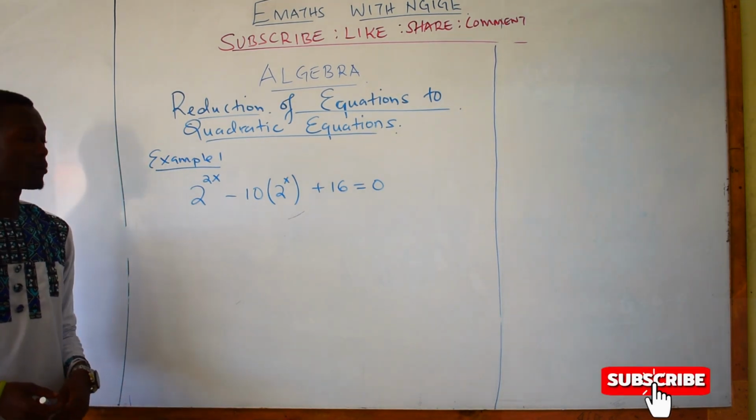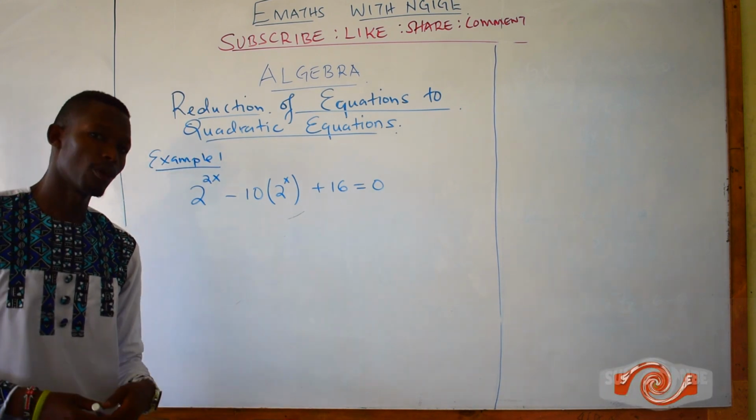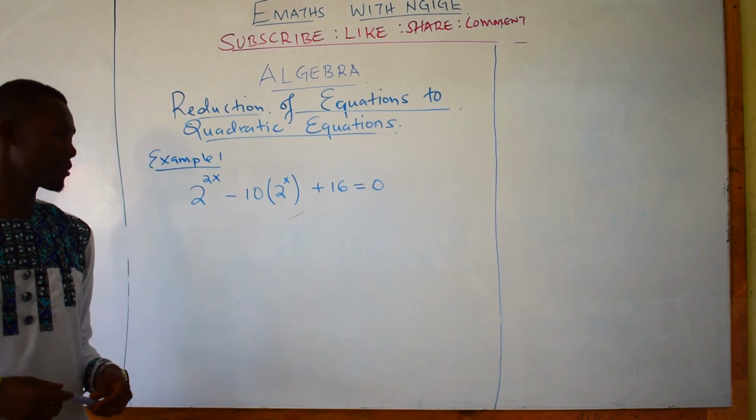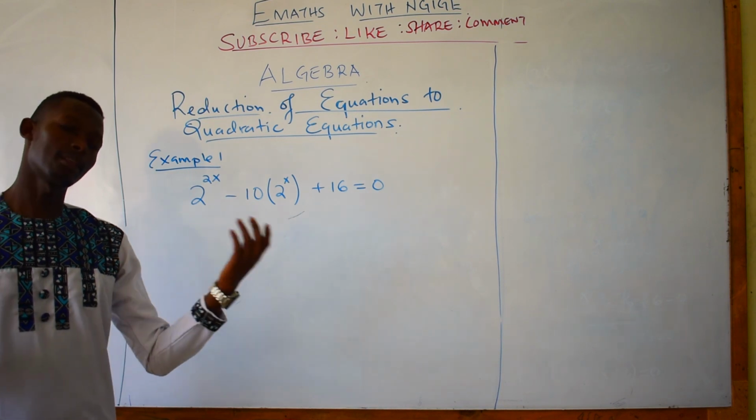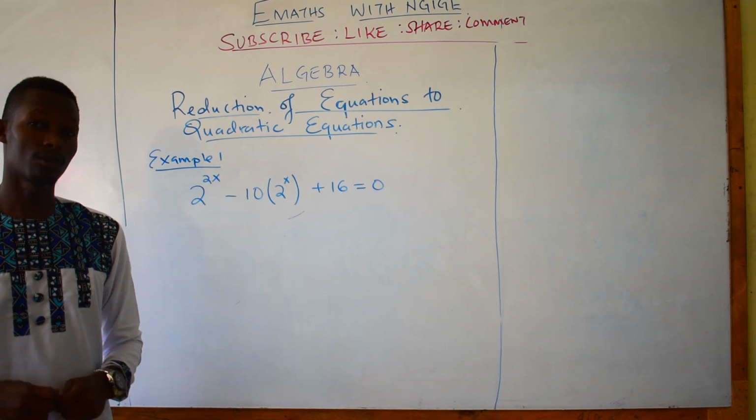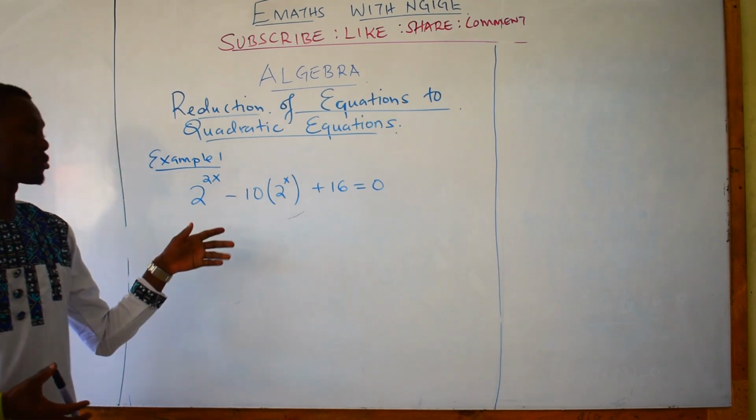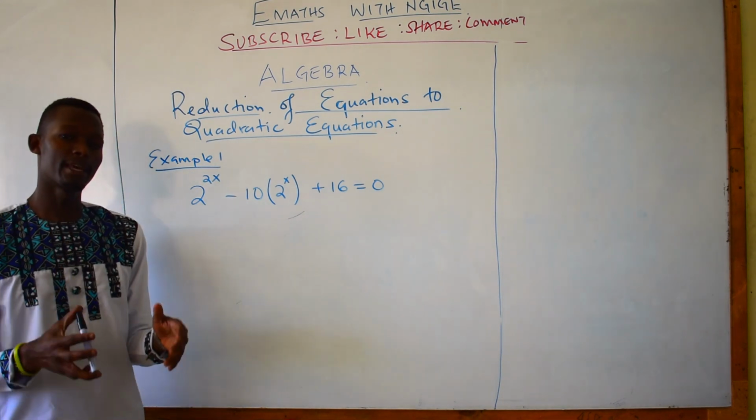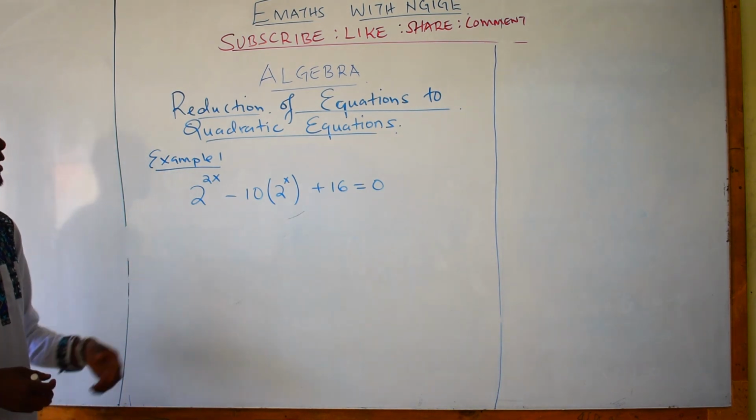Now, welcome again as we check reduction of equations to quadratic equations. Remember, an equation is when you have expressions on the right hand side and the left hand side and they are joined together using an equal sign. Then you call that an equation. So you can have an equation which is not quadratic and you can make it to be a quadratic equation. Now let's take an example here.